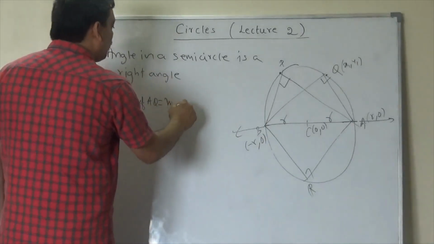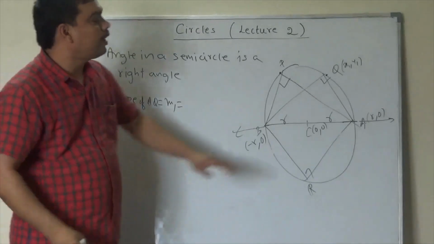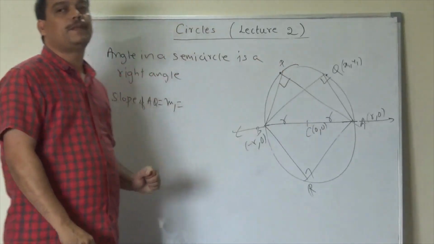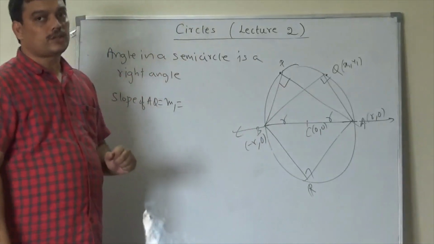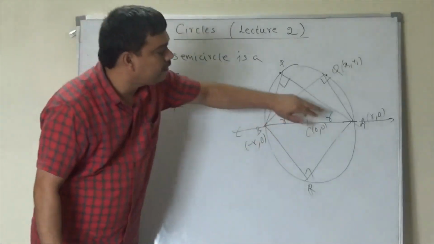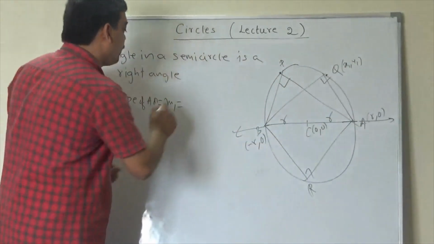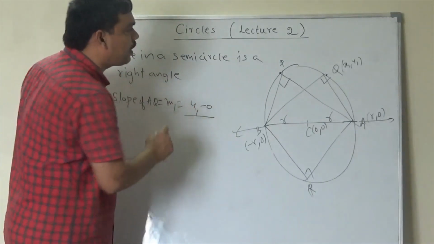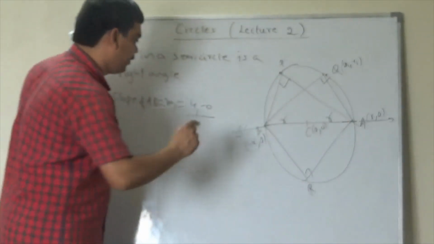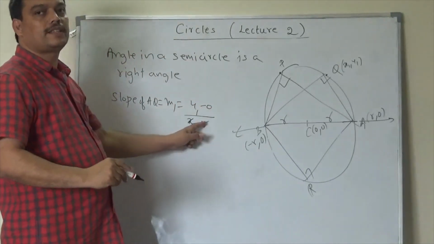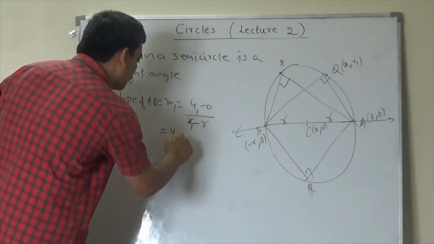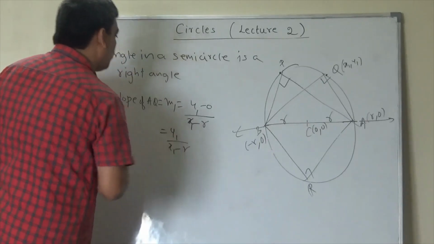So how do we define the slope? Whenever the coordinates of two points are given, the slope is defined as the difference in their y coordinates divided by the difference in their x coordinates. Therefore, the difference in the y coordinates is y1 minus 0, and the difference in their x coordinates is x1 minus r. So this is y1 minus 0 by x1 minus r, or you can just write it as y1 by x1 minus r. This is our m1.